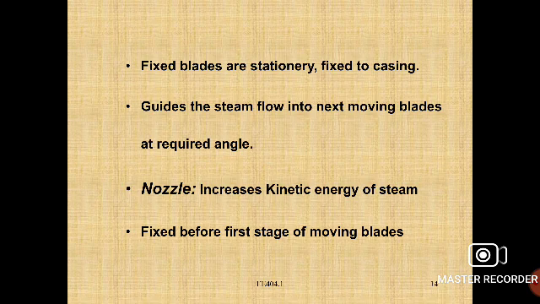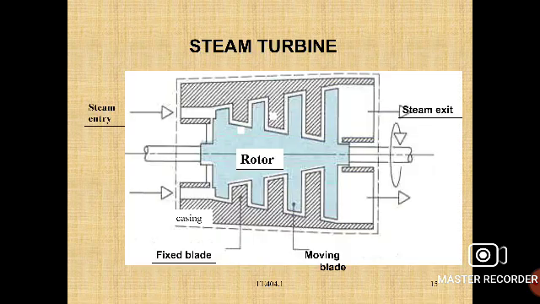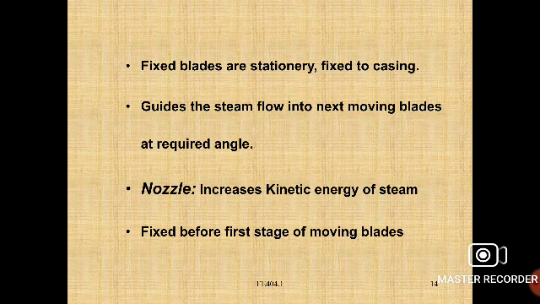Then the next one, the nozzle, which increases the kinetic energy of the steam. It is fixed before the first stage of moving blades. So first of all, the nozzle: the steam expands through a nozzle, which increases its kinetic energy. It is fitted in the diaphragm of the casing.